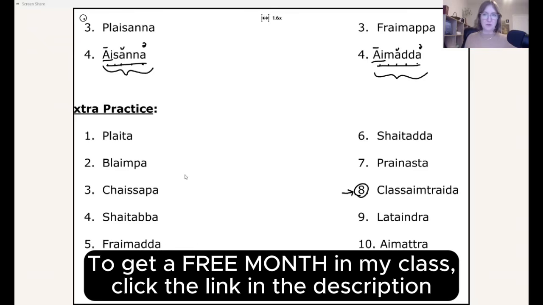Pay attention to that R. That's kind of in the middle. It's kind of hiding. That's that TR. Remember that we want to really enunciate the sound of that T so it doesn't turn into a CH sound.